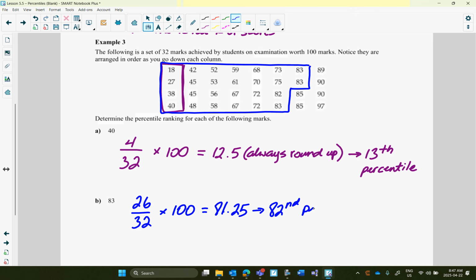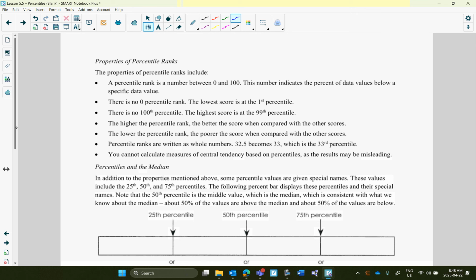Other things about percentiles. Always between 0 and 100. Actually, it's between 0 and up to including 100, because it is possible, or sorry, no, I think the 100th percentile would be possible. If it's all the same, I think this, the third bullet, is wrong.